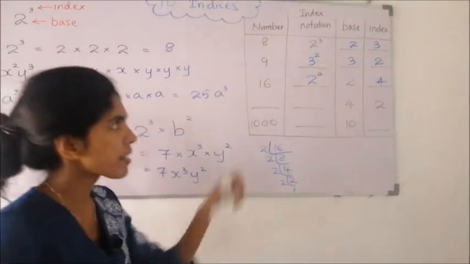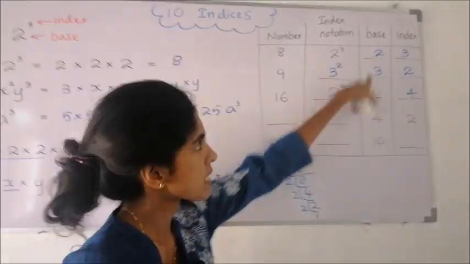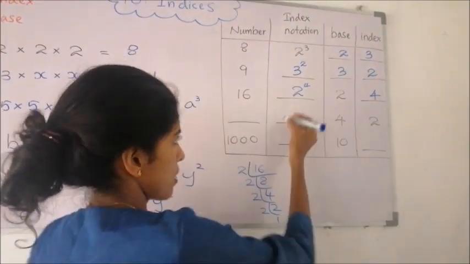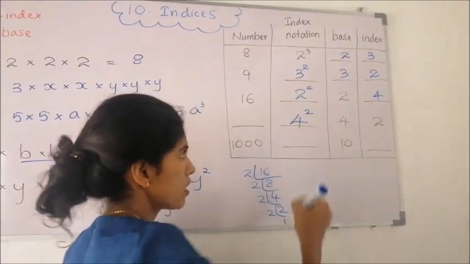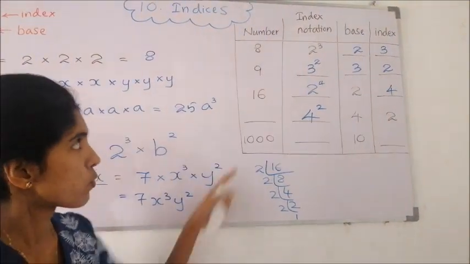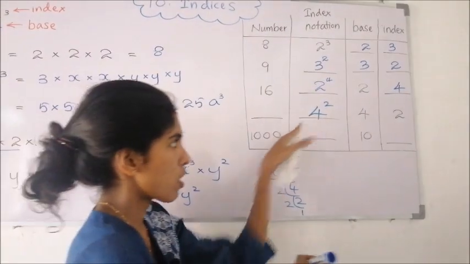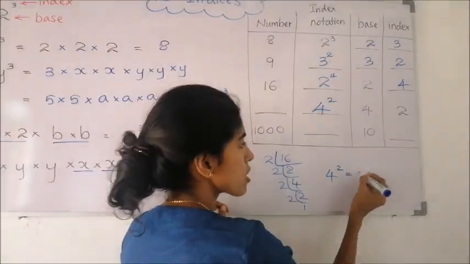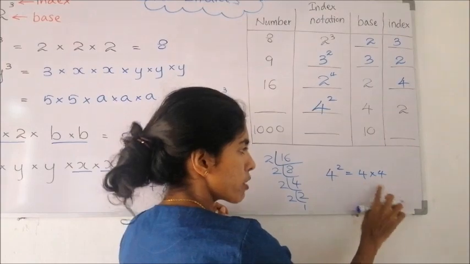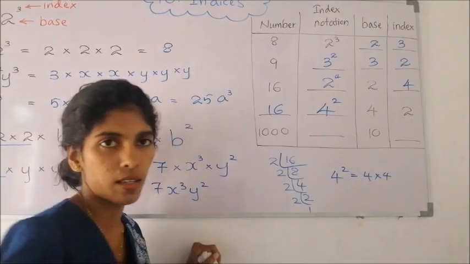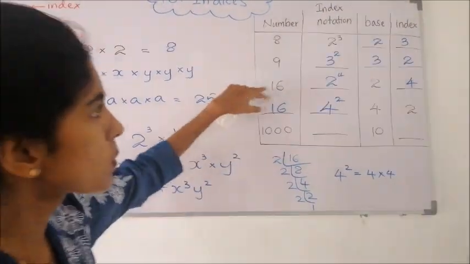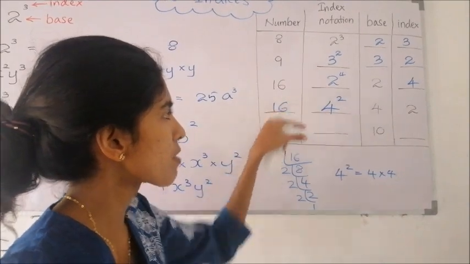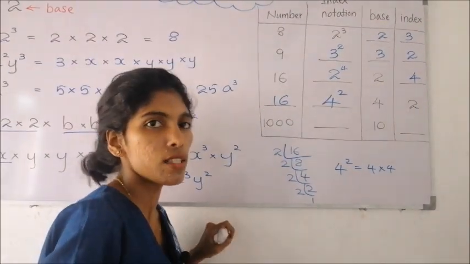Next, base is given, index is also given. So we can write it as 4 to the power 2 or 4 squared. So what must be the number then? According to this, 4 squared means 4 multiplied by 4. 4 times 4, 16. See, so using two different bases, we can write in two different ways, right?